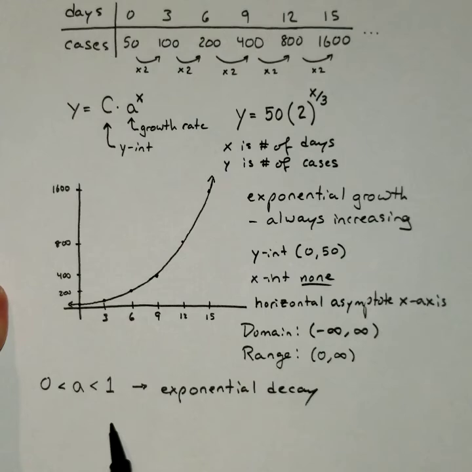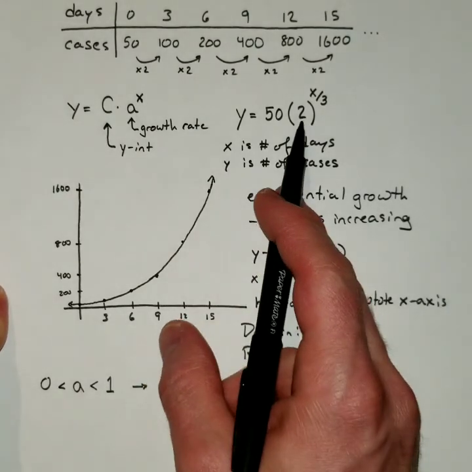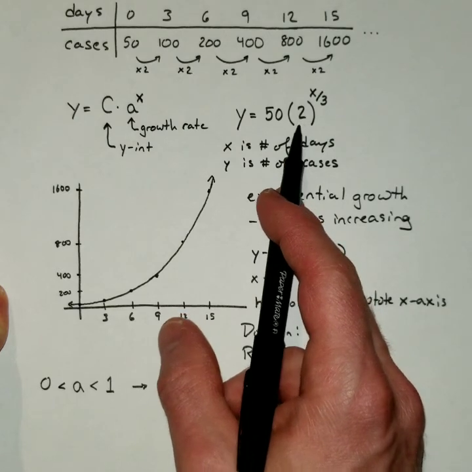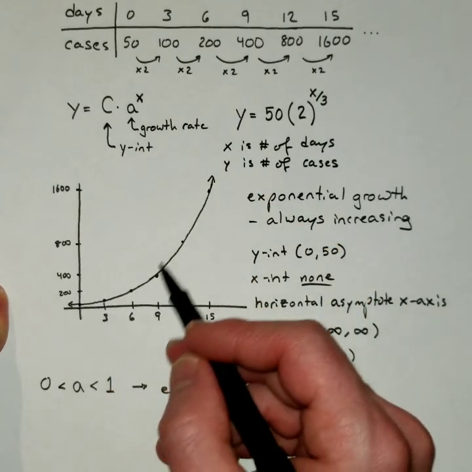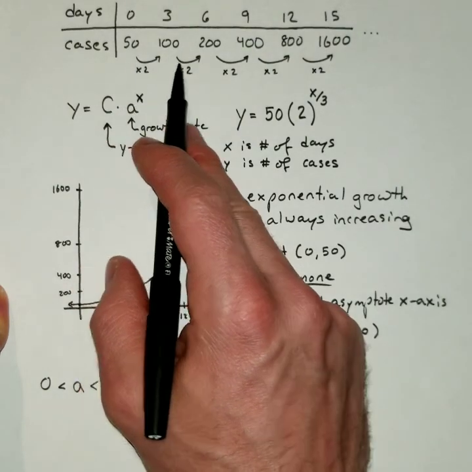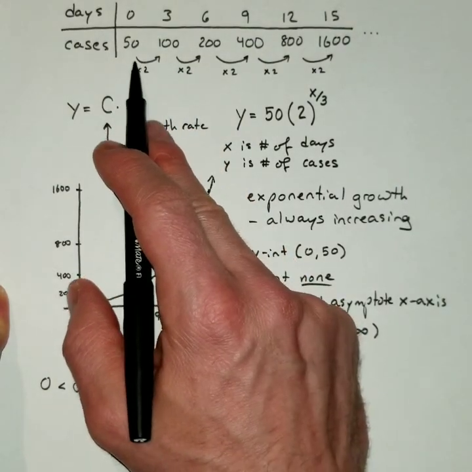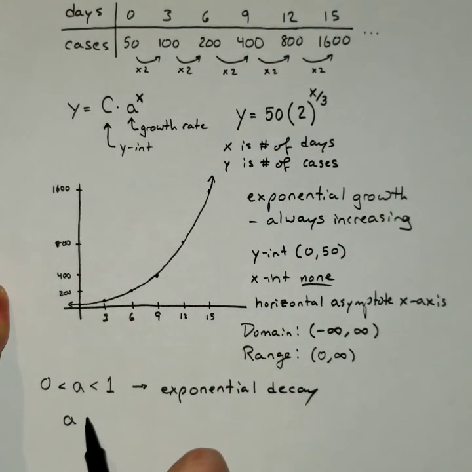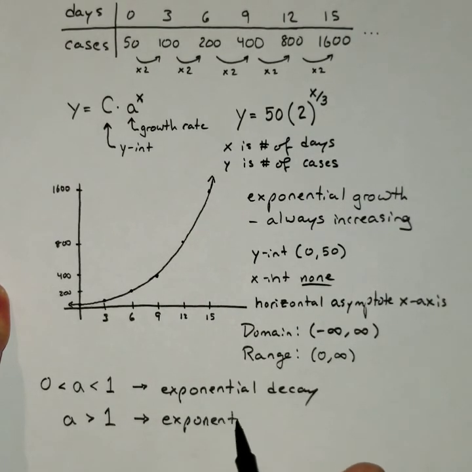Alright, and now the other thing, this example has a base that is greater than 1. And it's the greater than 1 bases that create the growth. Okay, that's like the doubling. So instead of cutting it down, you're building it up and growing it. Okay, so that's when your a value is greater than 1. That would give you exponential growth. Okay, so you've got your decay and you've got your growth.